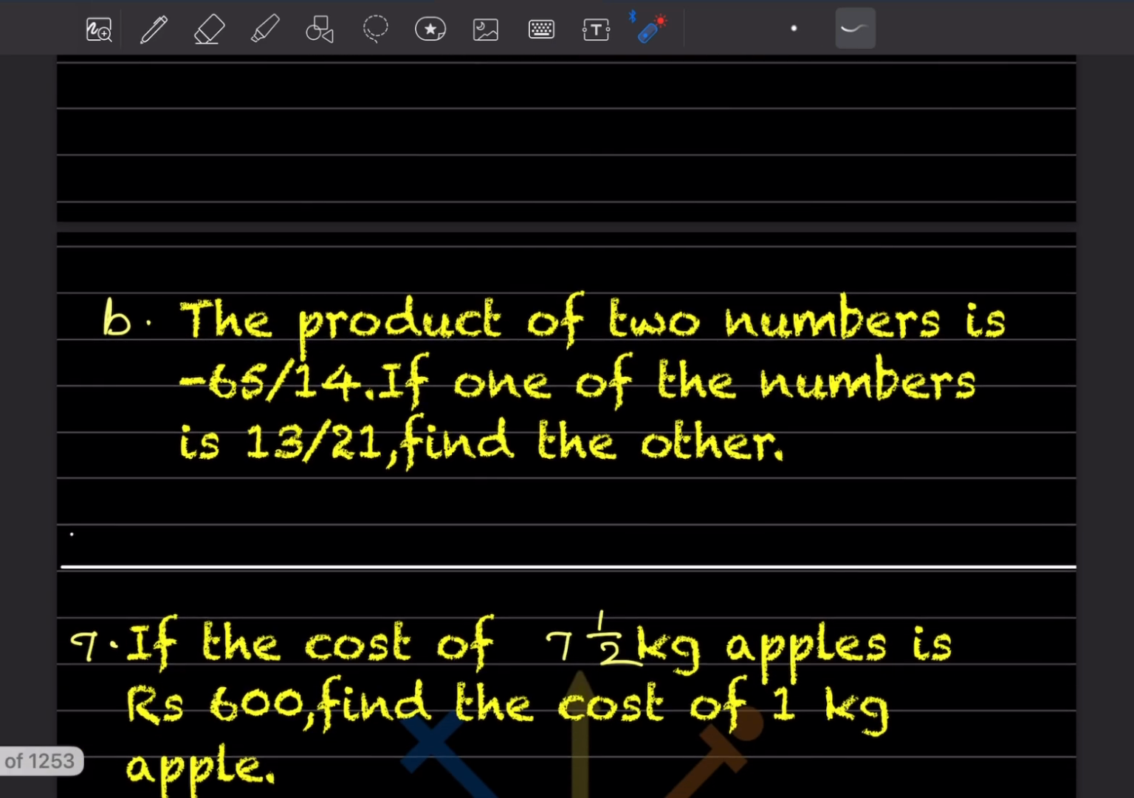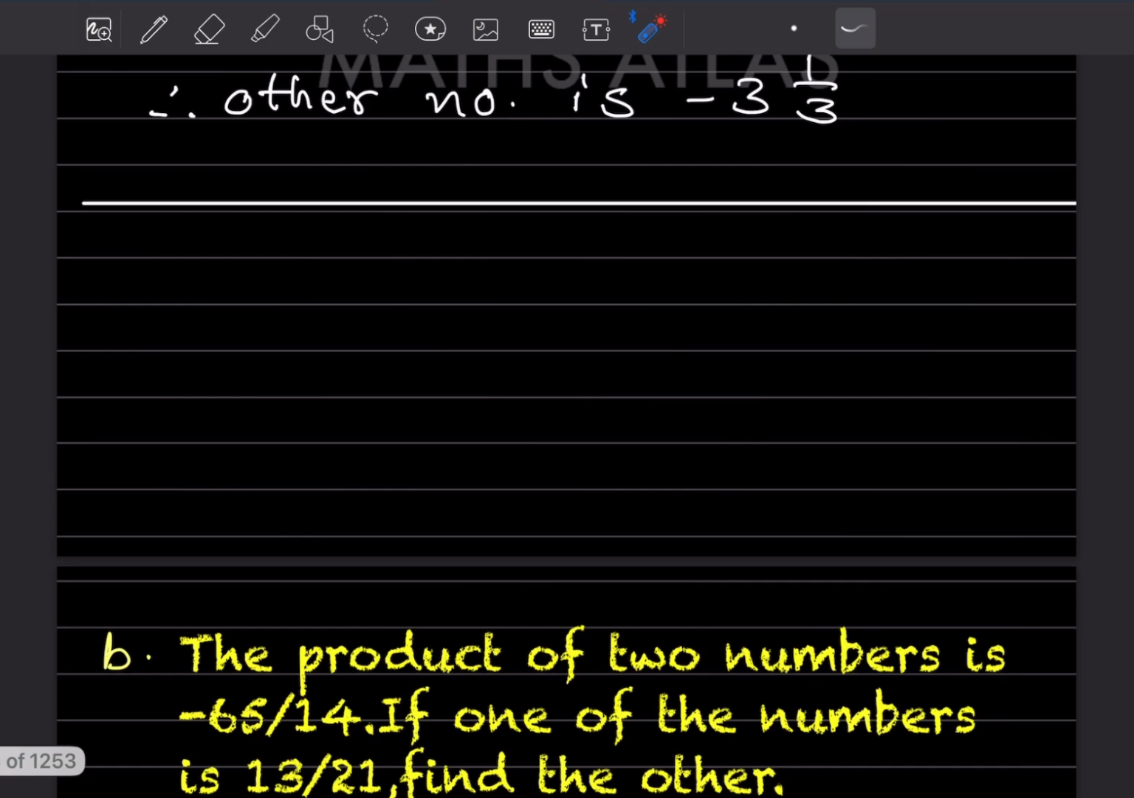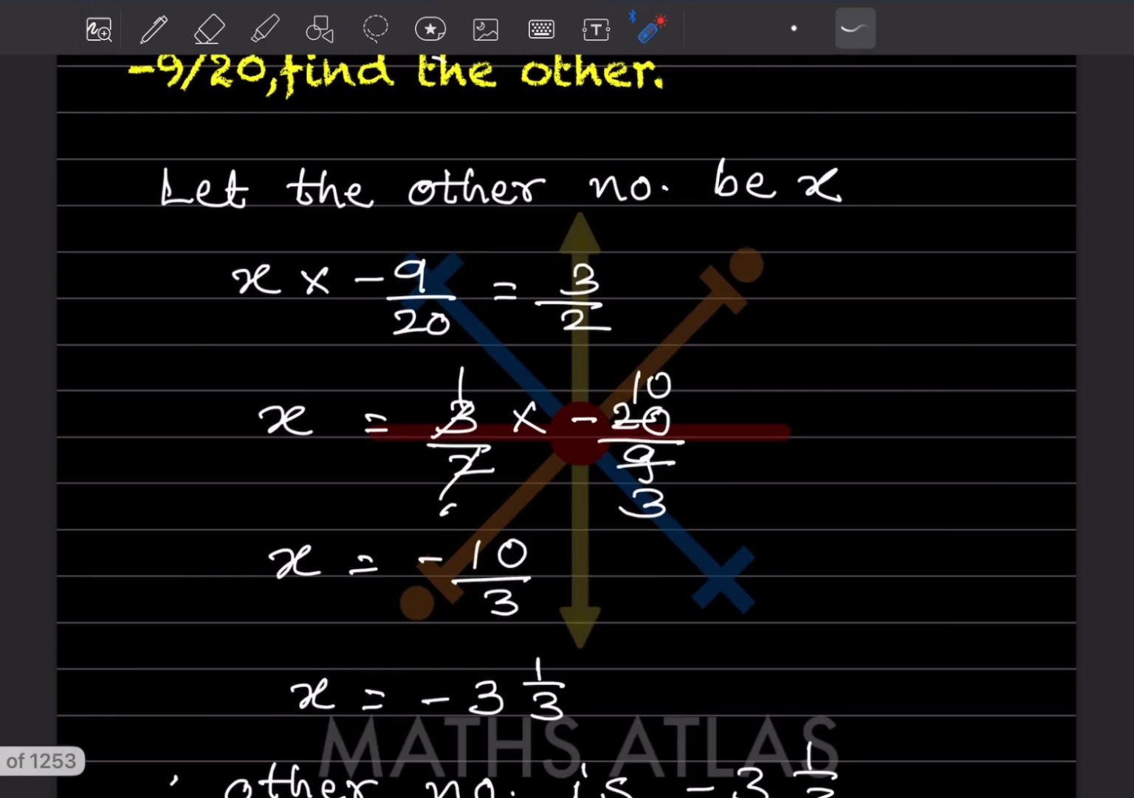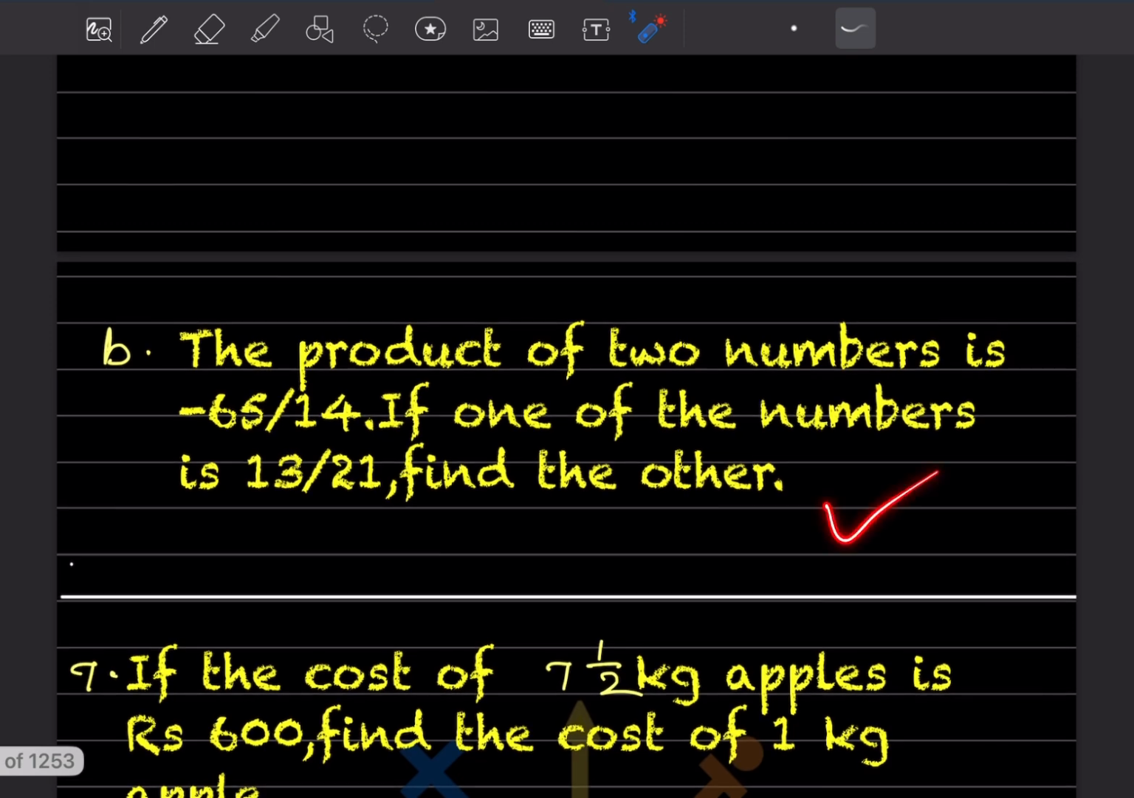Now the product of two numbers is minus 65 by 14. If one of the numbers is 13 by 21, you have to find the other. So this is the same, only the numbers are different. You can look at these steps and solve this problem.